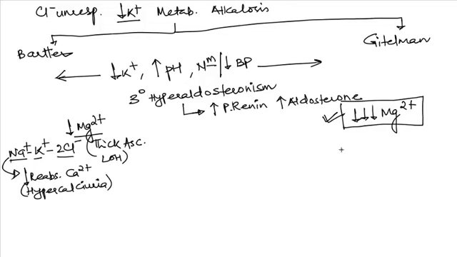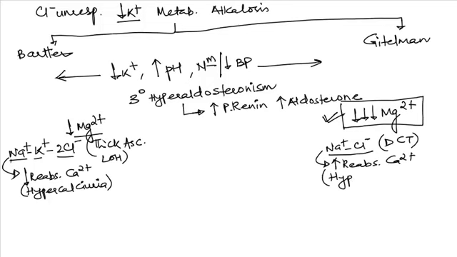In Gitelman, there is an impairment of the sodium chloride cotransporter present in the distal convoluted tubule, and in contrast with Bartter's, this sodium chloride cotransporter impairment actually leads to increased reabsorption of calcium, thereby presenting as hypocalciuria.